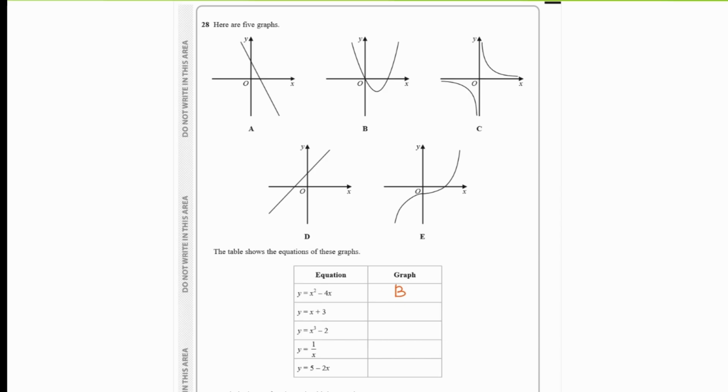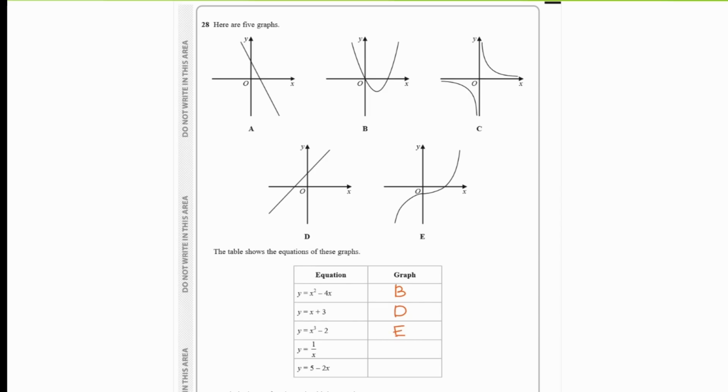The next equation is y is equal to x plus 3, and we can see that this graph has a positive gradient. The two graphs that show linear graphs are A and D, but A has a negative gradient and D has a positive gradient. Therefore, the graph matching this equation would be D. The third equation is y is equal to x cubed minus 2, and this is a cubic equation. We only have one cubic graph here, which is E, so the equation matching this one would be E.